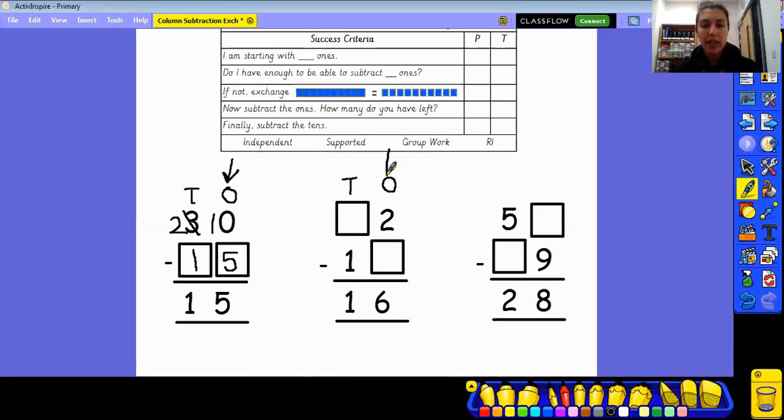And I'm going to start over here with my ones. 2 take away something equals 6. Well, that doesn't sound right because 2 is much smaller than 6. So how can I take anything away from 2 and get a bigger number? It's impossible. So that must mean that whatever is here, I take away one of those and add it to my ones column. So now what I've got is 12 take away something equals 6.